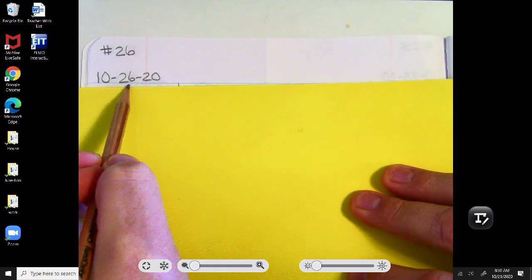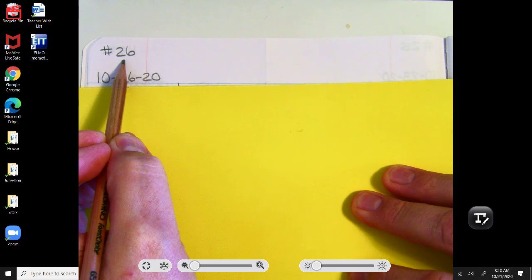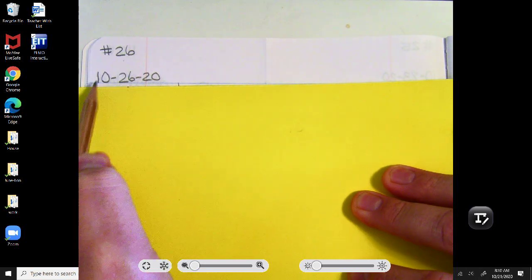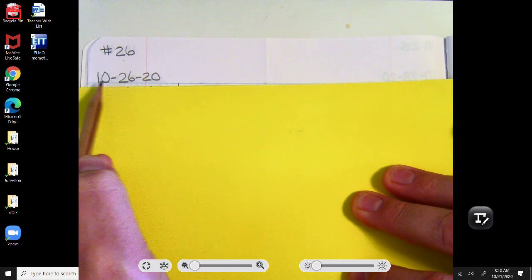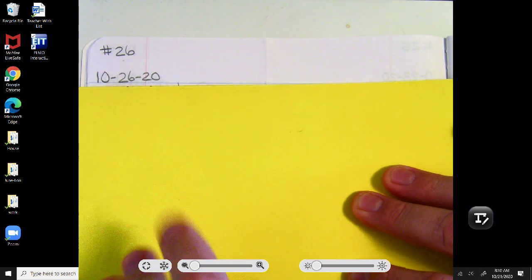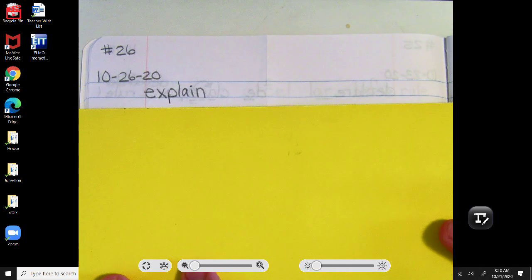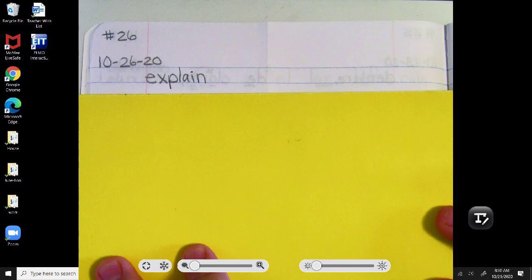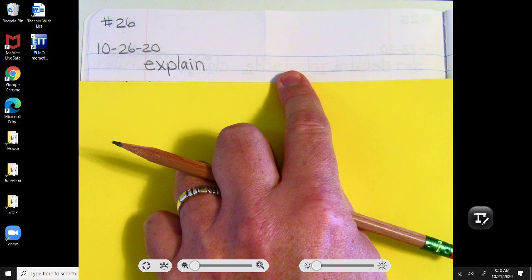It is the 26th of October and our 26th lesson. So 26 on both of those. Still the month of October and still the year 2020. So 10, 26, 20. Our first word today is the word explain. Take a moment to analyze explain.